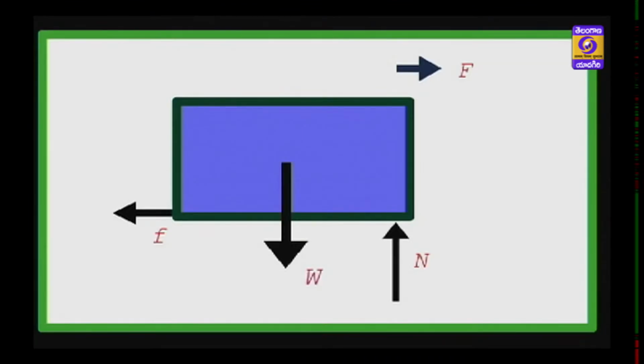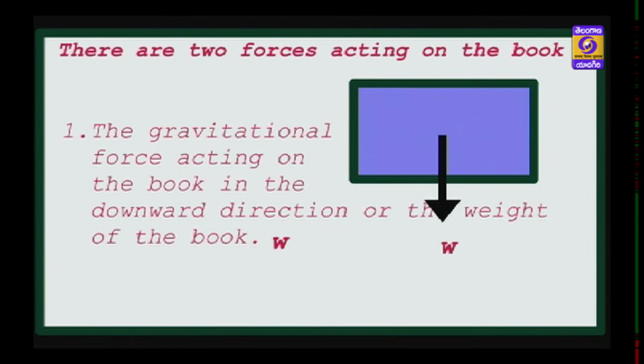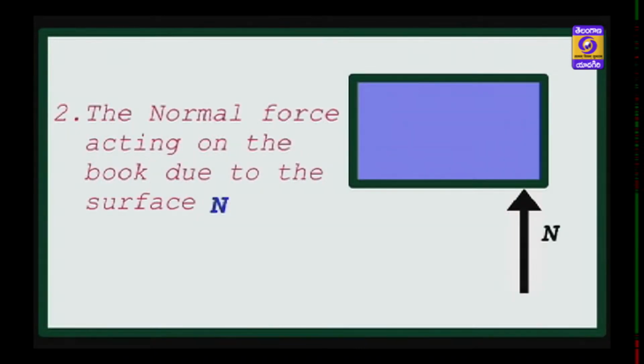Let us observe the forces acting on the book placed on the table. W and N are acting in the vertical direction, capital F and small f are acting in the horizontal direction. There are two forces acting on the book in vertical direction. The gravitational force acting on the book in the downward direction, or it is the weight of the book. It is represented by capital W. Second, the normal force acting on the book due to the surface, it is represented by capital N. It is acting upwards.